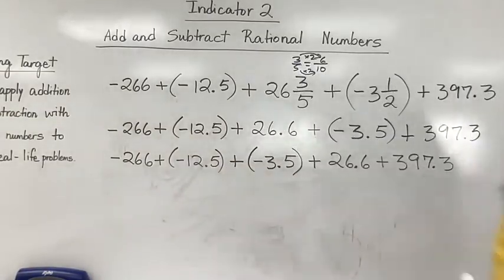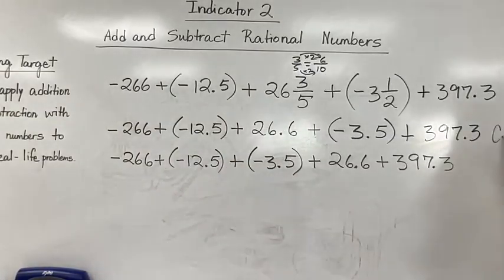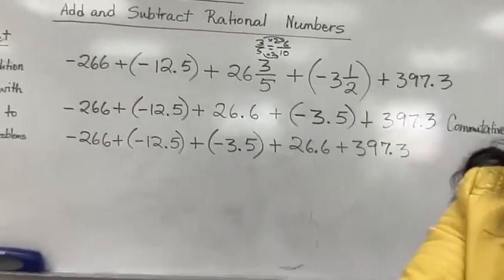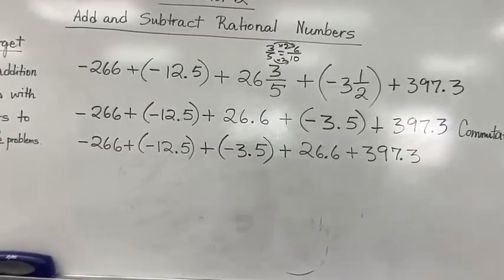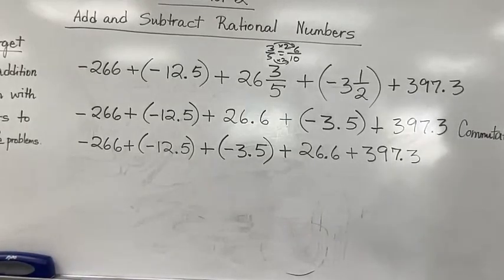So I used the commutative property over here. I used the commutative property here in order to group the numbers like this. I've changed the order. Okay, so commutative property. Next, I'm going to use the associative property of grouping.